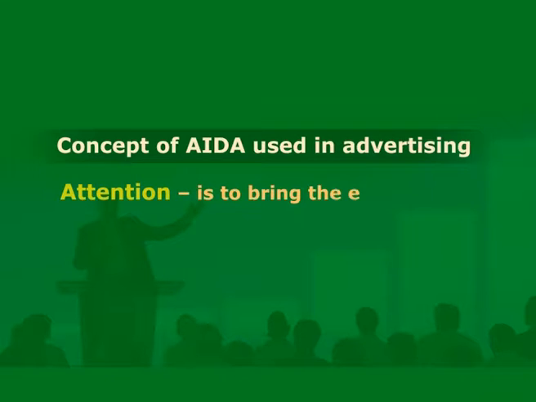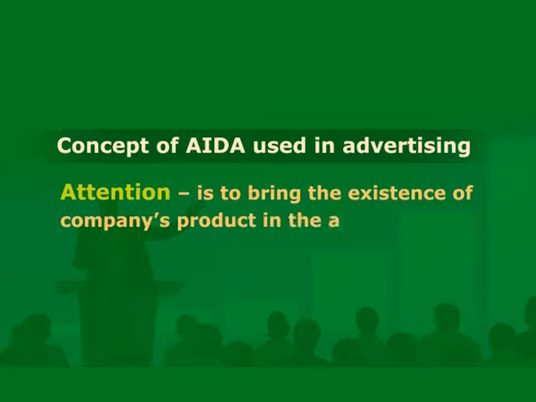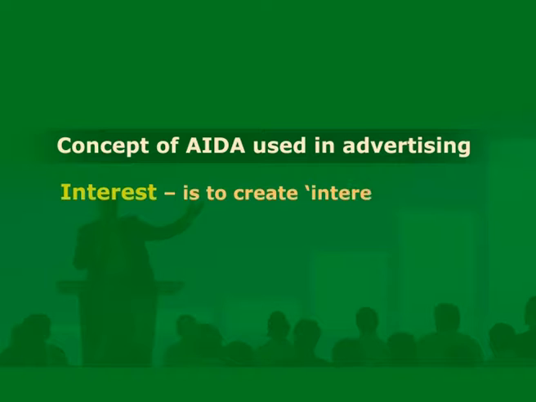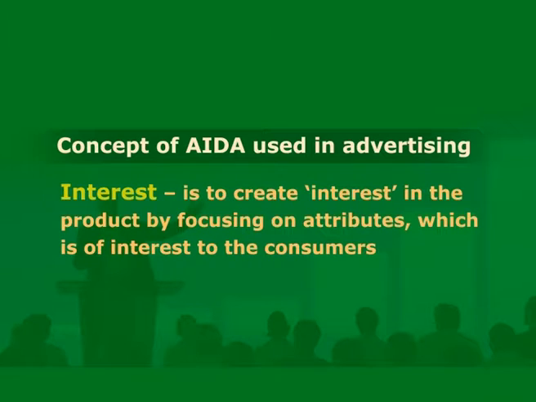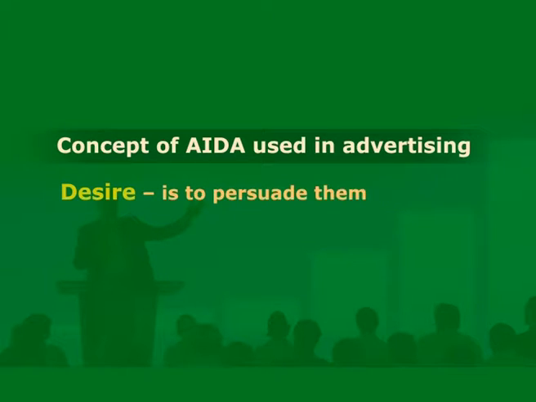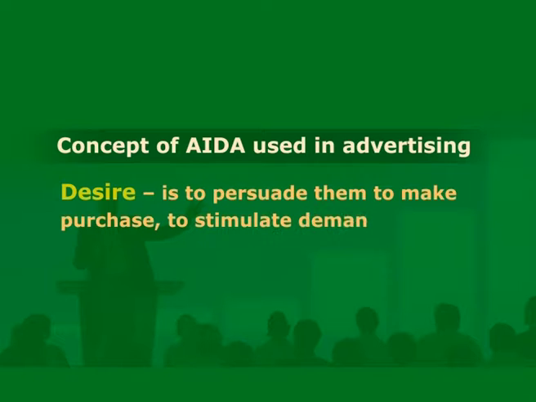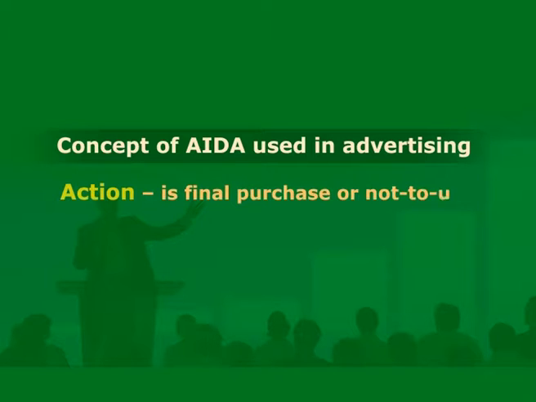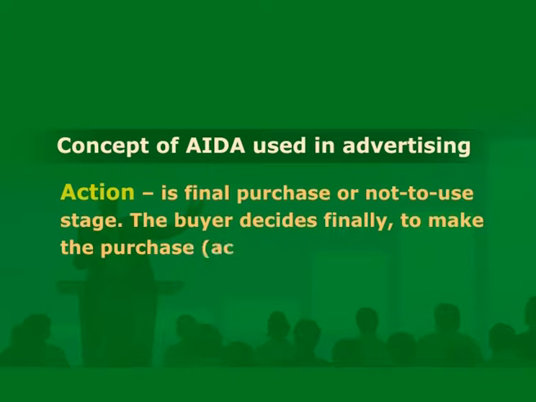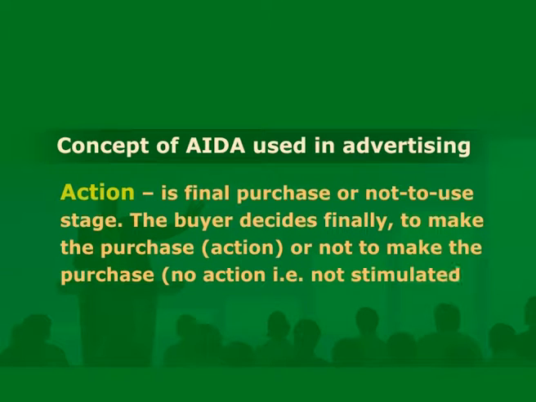Attention is to bring the existence of the company's product to the attention of the target segment. Interest is to create interest in the product by focusing on attributes which are of interest to the consumers. Desire is to persuade them to make a purchase, to stimulate demand for the product. Action is the final purchase or not-to-purchase stage. The buyer decides finally to make the purchase, meaning action, or not to make the purchase, no action, that is not stimulated by the advertisement.